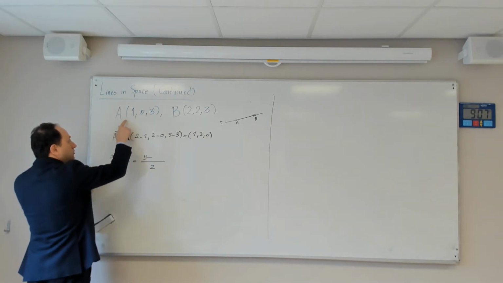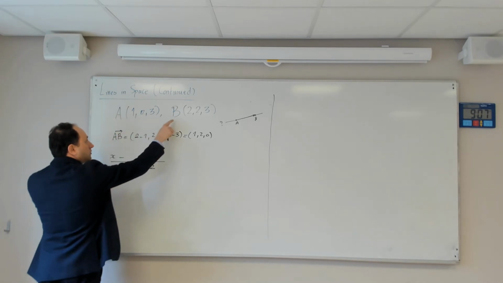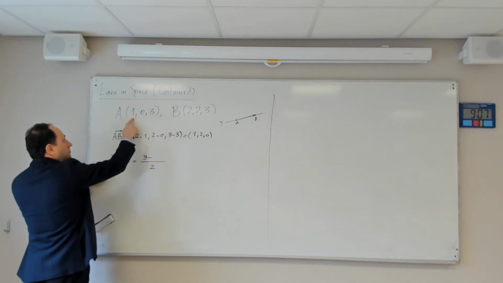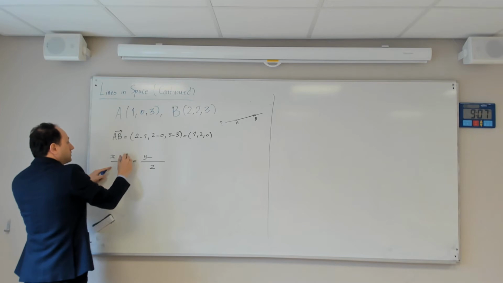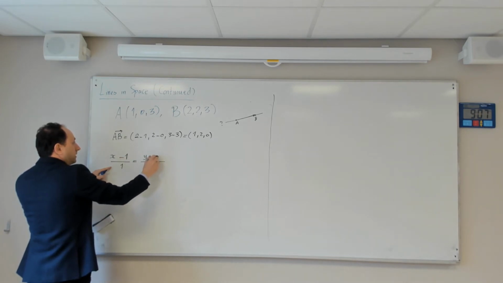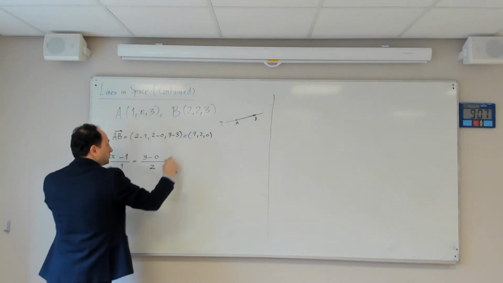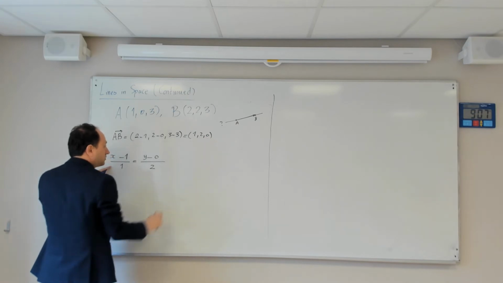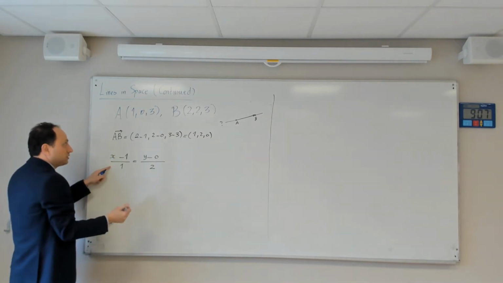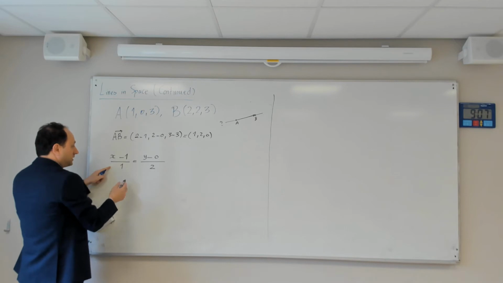I either choose to work with A or I choose to work with B. So if you don't mind, let us choose working with A. So this becomes 1, this becomes 0. But I cannot go further and put another fraction because the denominator should be 0. So in that case, do you remember what I'm supposed to do?